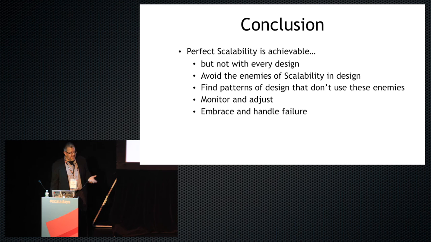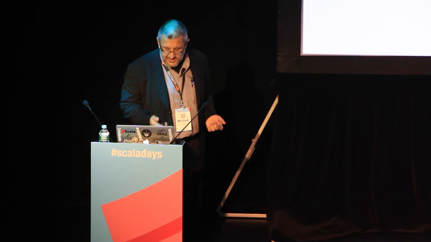Keeping out of other people's databases maybe being number one. Find the patterns of design that don't use those enemies. So for example, CQRS, event sourcing, these are some of the things that allow you to avoid some of those enemies. That's why they work, because they're staying away from these things. So you almost set up to design your system in a negative sense by going, what should I not do? Okay, great. Anything that's not in that bucket, chances are that's all right. Monitor and adjust. Monitoring is critical. And embrace and handle failure. It's going to fail. That's okay. As long as it doesn't take the whole system down, you're still all right.